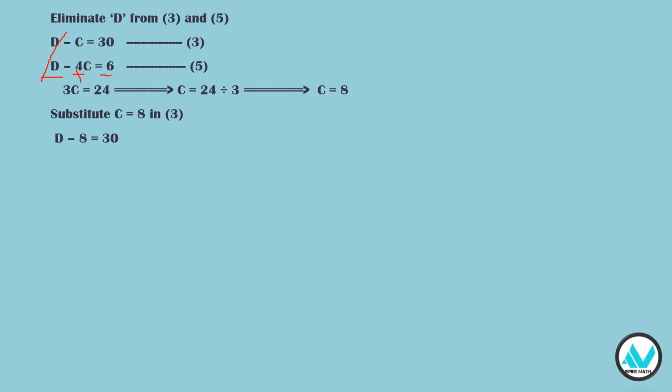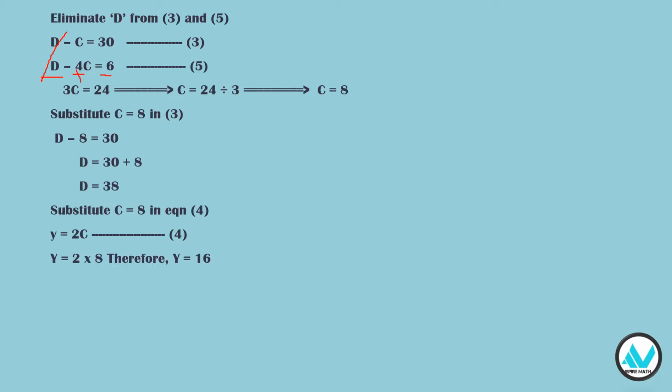Now let me substitute c equal to 8 in equation 3. Now equation 3 is nothing but d minus c equal to 30. So in place of c I'm going to put 8. So d minus 8 equal to 30, or d equal to 30 plus 8, which gives me d equal to 38. Now my next step will be to substitute c equal to 8 in equation 4. So I get y equal to 2c from equation 4. So let me substitute c equal to 8 here. So y equal to 2 times 8, or in other words y equal to 16.